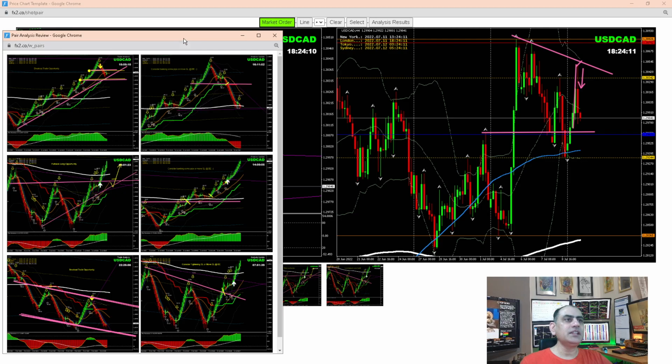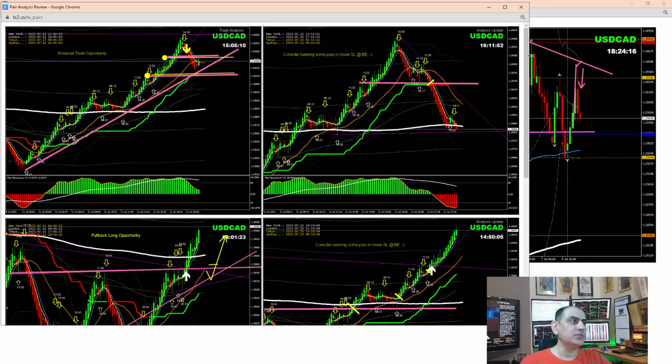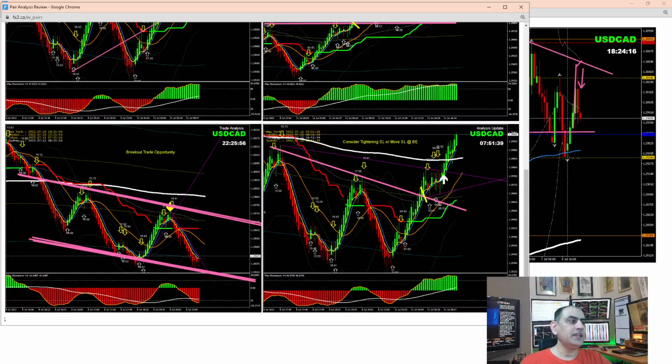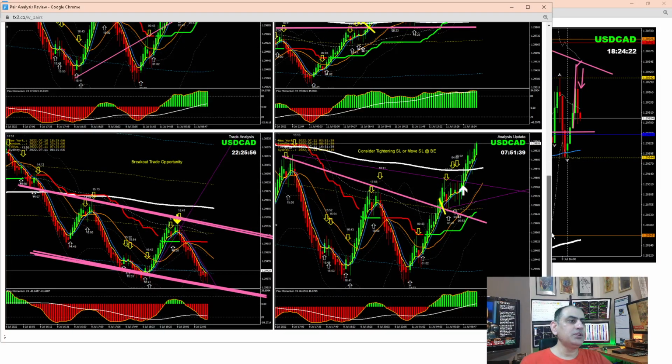All right, so if you look at dollar CAD, if you look at the Asian session open, right? So this is the analysis. As you can see here, that was a beautiful breakout. As you can see here, price nicely broke. Even the safest way for us to trade is if the price breaks and retests. You can see here, price broke and retested. That was a beautiful long trade here.